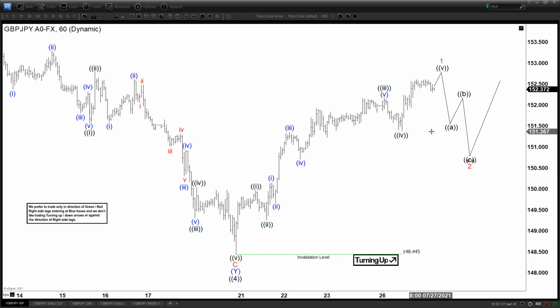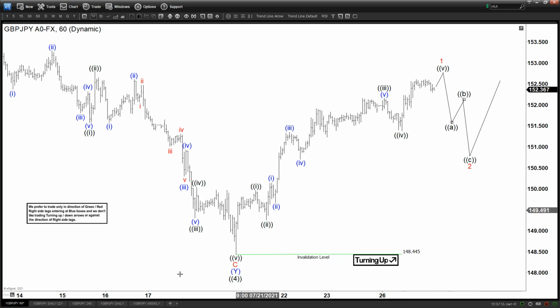So today we're going to be looking at the chart of the pound yen. This is a 60 minutes chart here. We can see that the pair ended wave 4 in the primary degree here at 148.4, and since then it has started to rally to the upside.